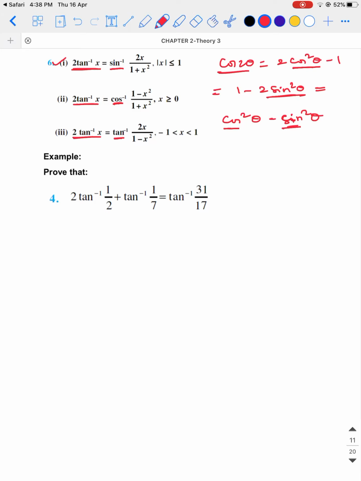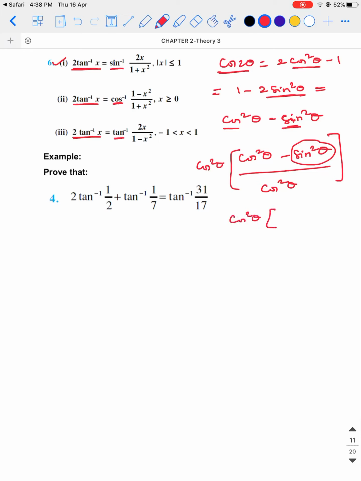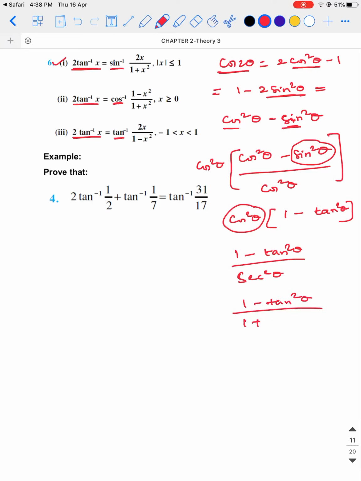Now this also we can represent in terms of tan. For that, consider cos square theta minus sin square theta. Since you have sin square, divide by cos square theta and compensate with cos square theta. So cos square theta into, cos square theta by cos square theta is 1 minus tan square theta. Remember, cos square theta can be written as 1 by secant square theta, so it will be written as secant square theta. So 1 minus tan square theta divided by secant square theta is 1 plus tan square theta. So this is another formula.